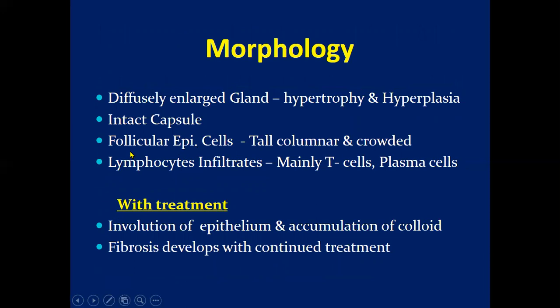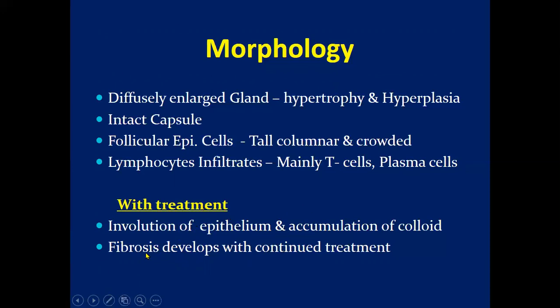Morphologically, there will be changes in the thyroid gland, a diffusely enlarged thyroid gland. There will be hyperplasia and hypertrophy of the cells, and the capsule will be intact. The follicular cells will be tall, columnar, and more crowded. There will be infiltrate of lymphocytes, mainly T cells and plasma cells. With treatment, there is involution of the epithelium and accumulation of the colloid.